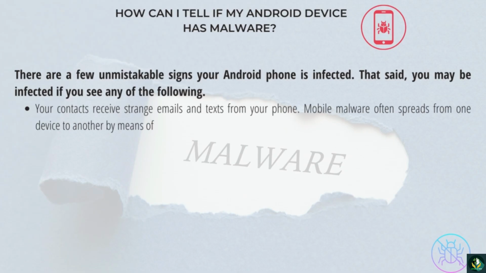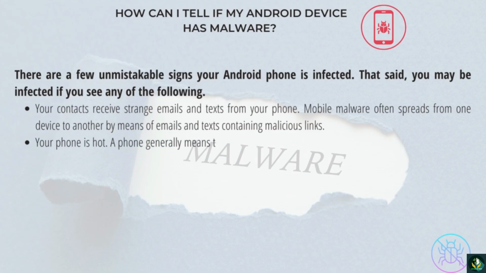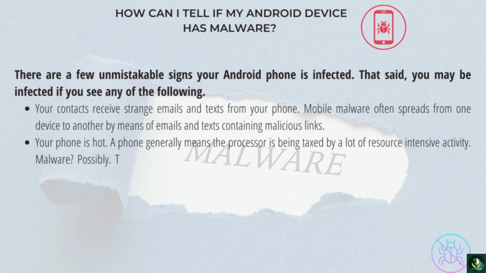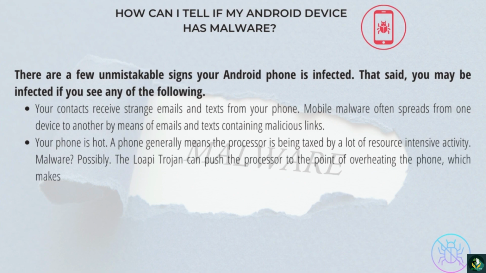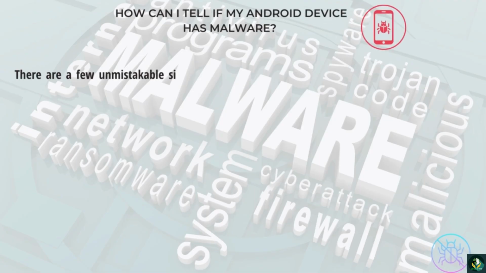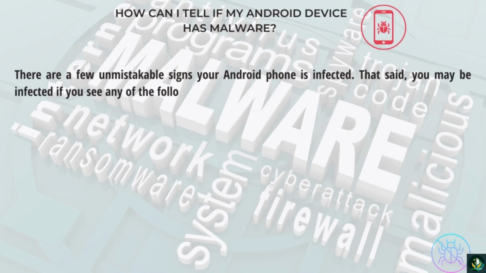Your phone is hot. A hot phone generally means the processor is being taxed by a lot of resource-intensive activity. Malware? Possibly. The Loapi Trojan can push the processor to the point of overheating the phone, which makes the battery bulge, leaving your phone for dead. Apps you didn't download. Sometimes you download seemingly legitimate apps that have malware buried in the code.